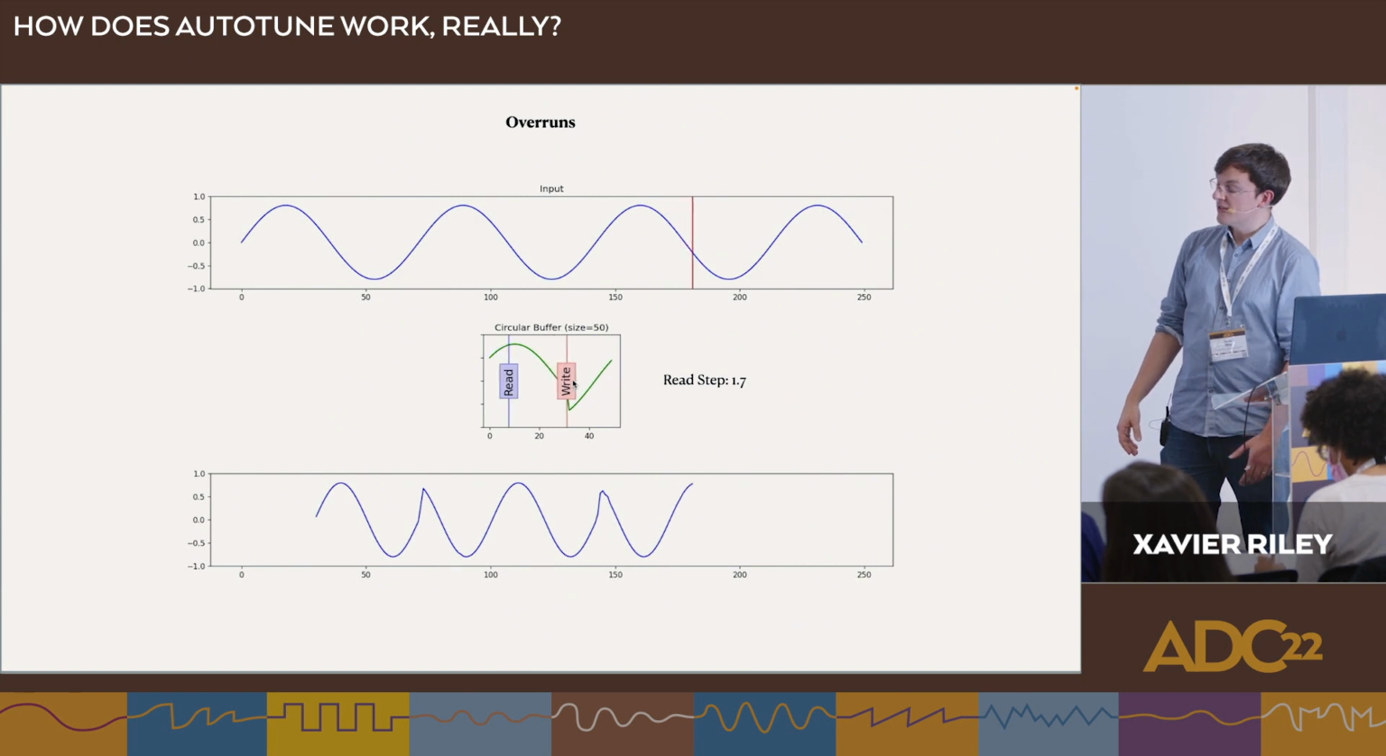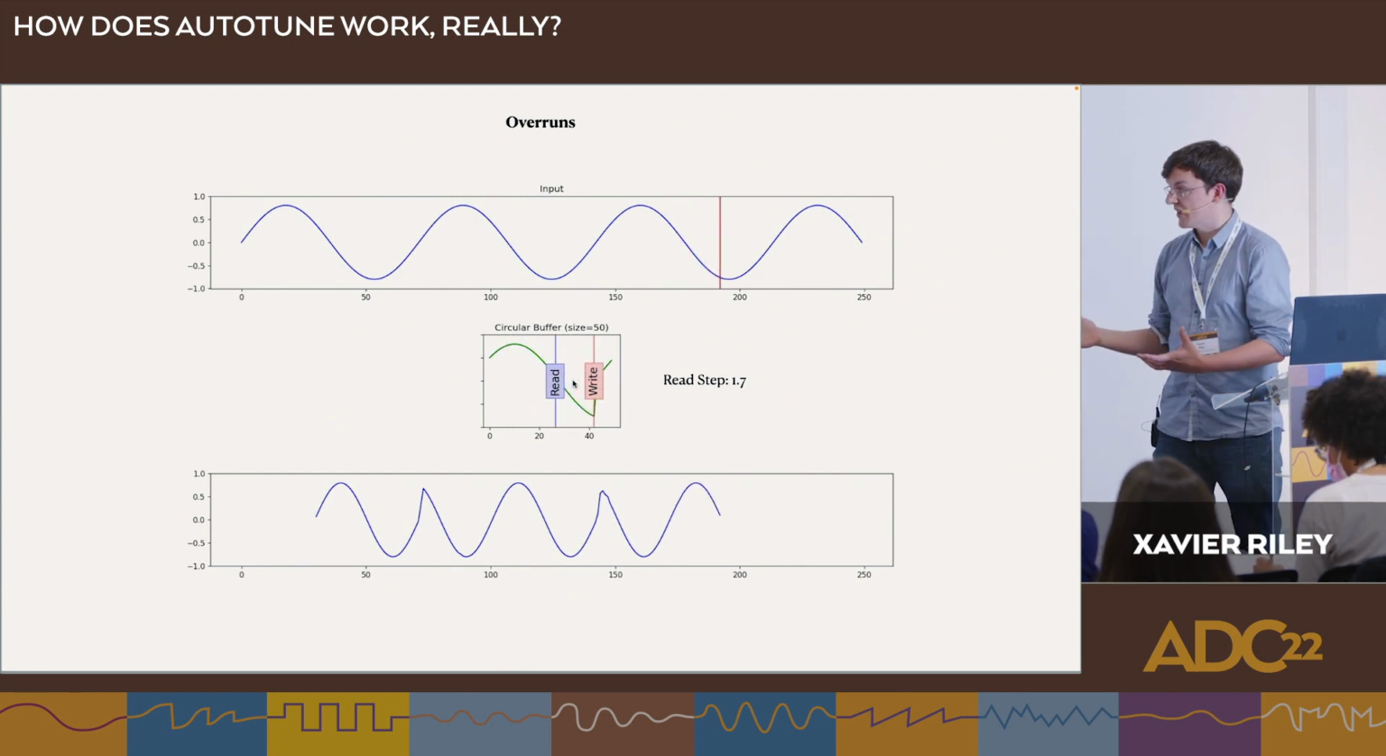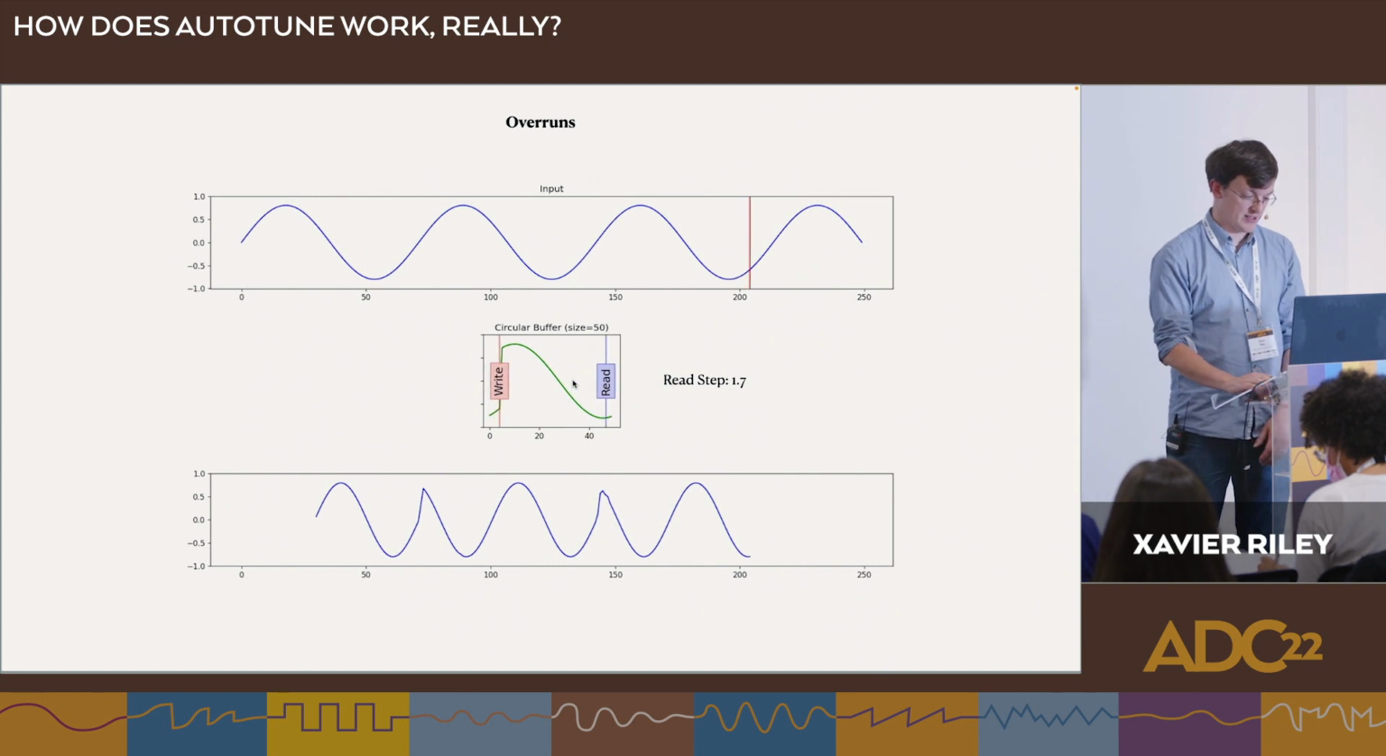So that's an overrun. If you move through your circular buffer too quickly, you overtake your write head and you produce discontinuities in the output. So that's not great.